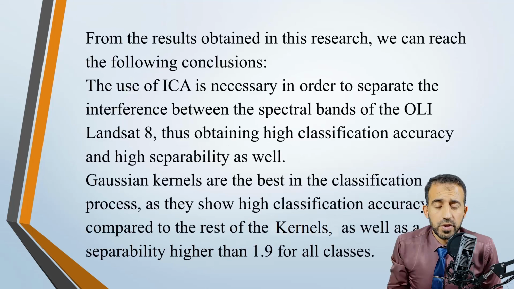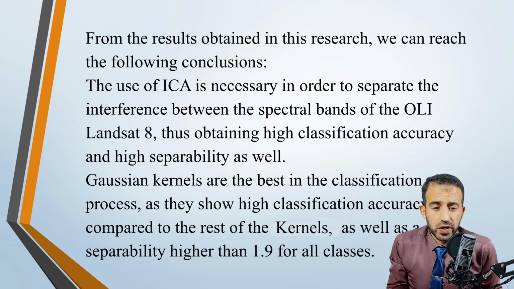Conclusion. From the results obtained in this research, we can reach the following conclusions. Number 1, the use of ICA is necessary in order to separate the interference between the spectral bands of the OLI Landsat 8, which obtains high classification accuracy and high separability as well. Number 2, Gaussian kernels are the best in the classification process as they show high classification accuracy compared to the rest of the kernels, as well as separability higher than 1.9 for all classes.